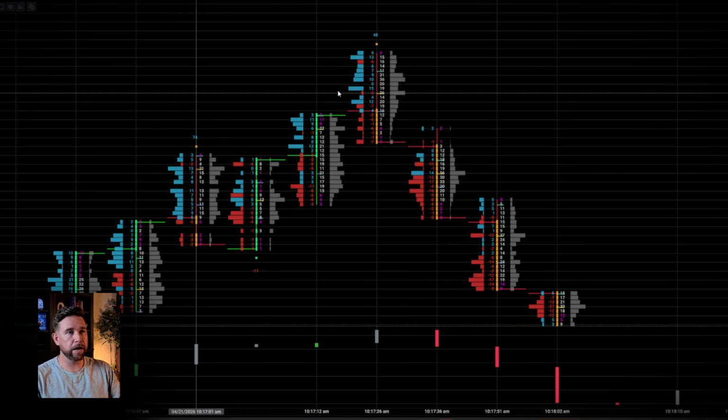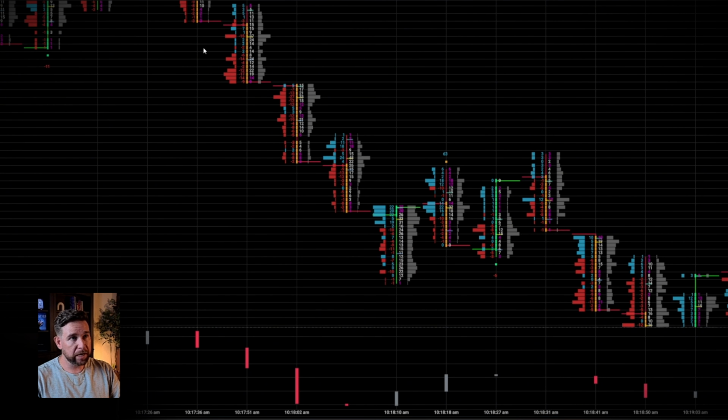Now, the important thing that I want to show you here is this relationship between aggressive participants and passive participants. We can infer how many passive participants are here based on the surge in positive delta and the lack of continuation of price moving higher. And in fact, it reversed. This shows us that at this level, there was a combination of passive sellers at this high that absorbed all of the positive delta from these aggressive buyers, followed by aggressive sellers stepping in and reversing price's movement.